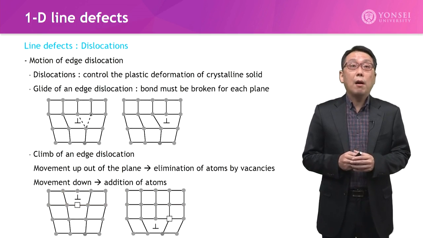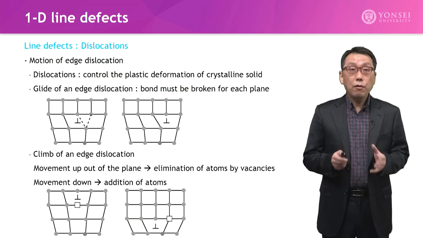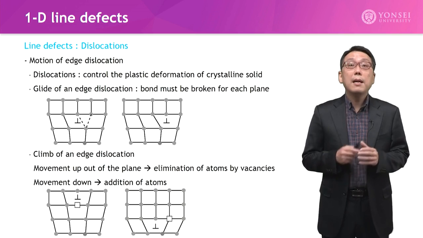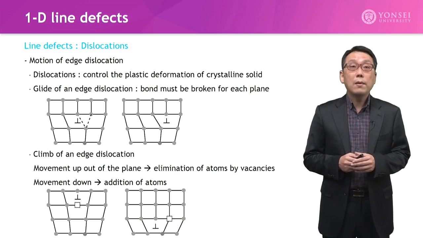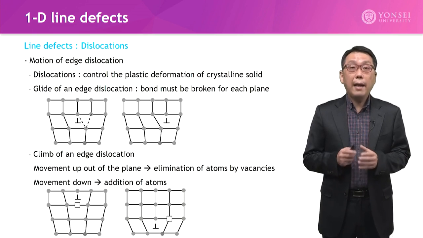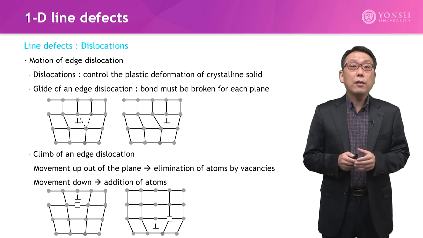Now, the motion of edge dislocation. As you know, dislocations can control the plastic deformation of crystalline solids. They can glide, and the bond must be broken for each phase as shown here. And they can also climb. The movement up out of the plane makes elimination of atoms by vacancy, and movement down makes addition of atoms as shown here.